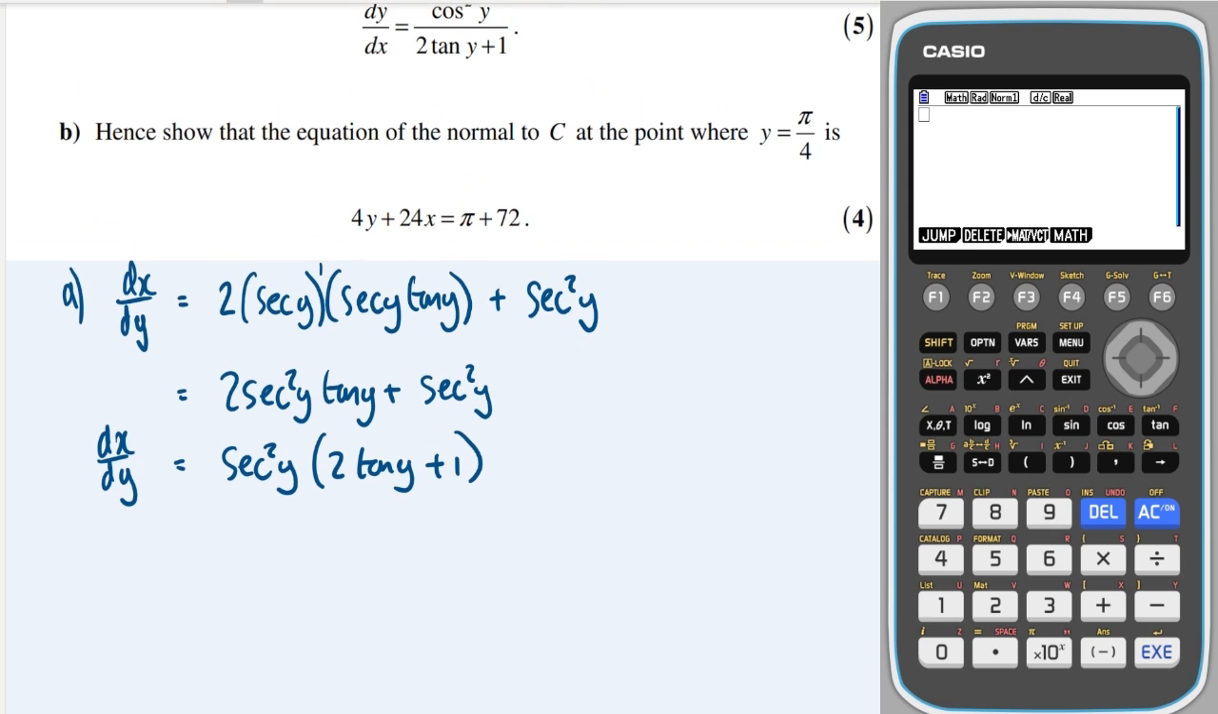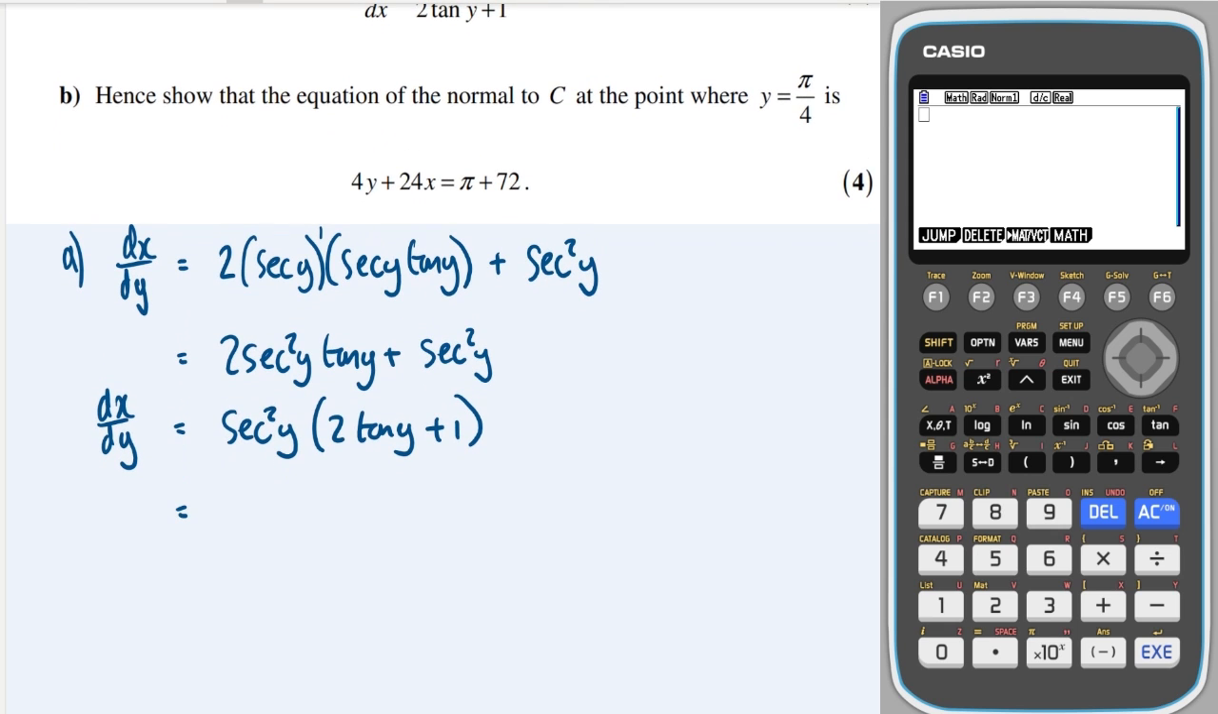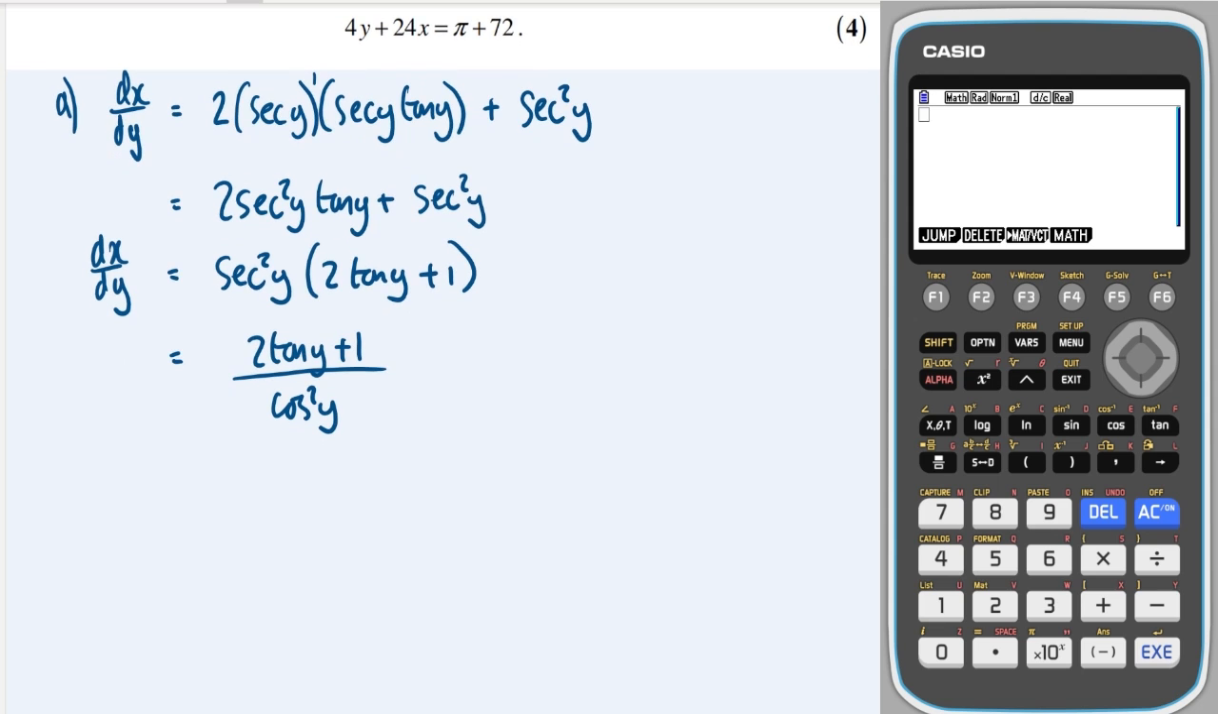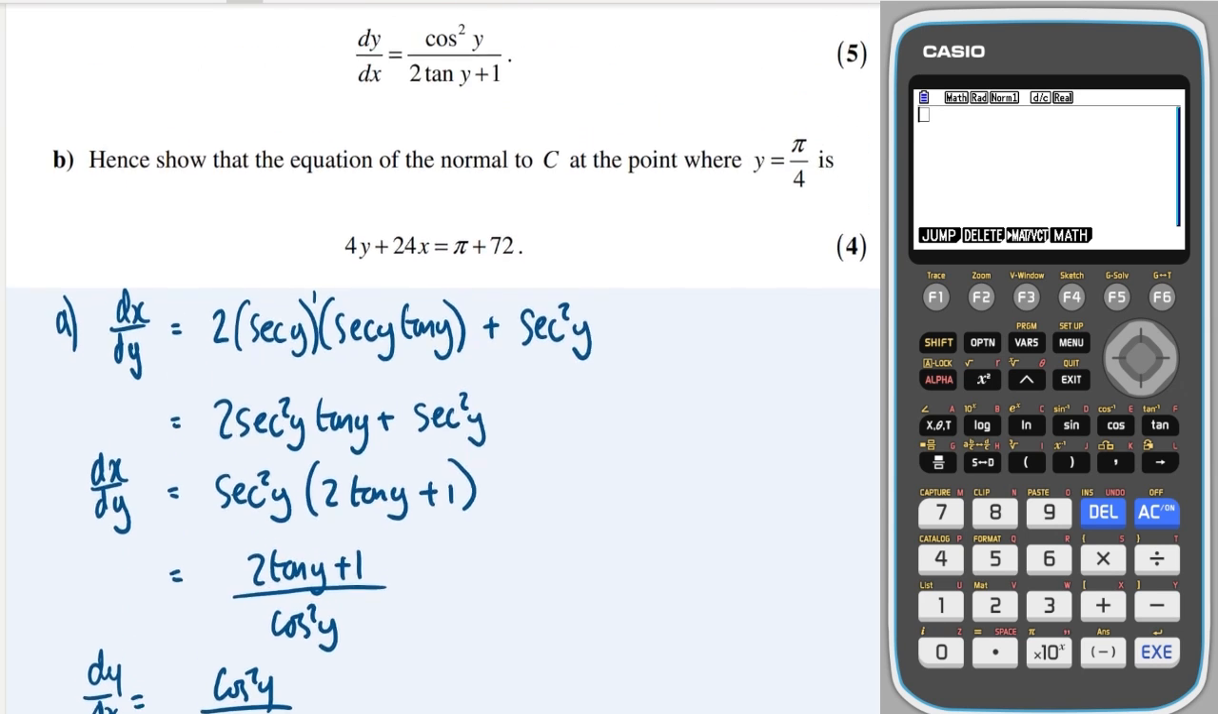Okay, and now we can rewrite this because sec is 1 over cos, so we can write this as (2 tan y plus 1) over cos squared. Because again, cos and sec are reciprocals of one another, so if you've got sec on the top, it's the same as having cos on the bottom. And then all we need to do is flip to get dy by dx. So we get cos squared y over 2 tan y plus 1, which I think is what they require. Perfect.